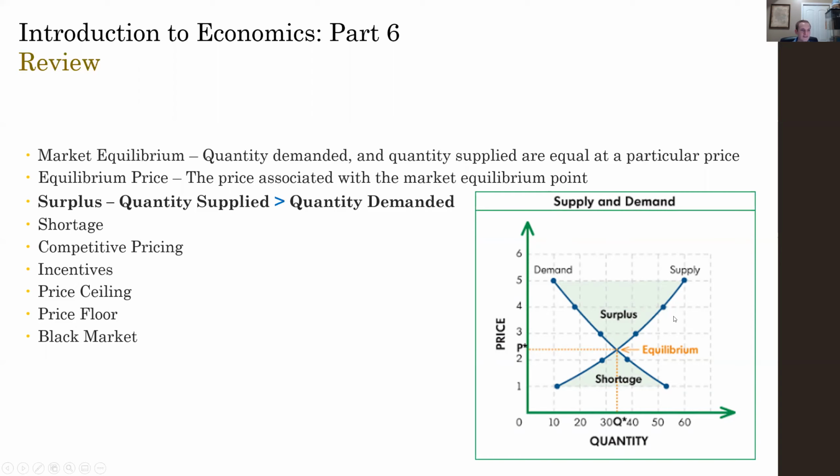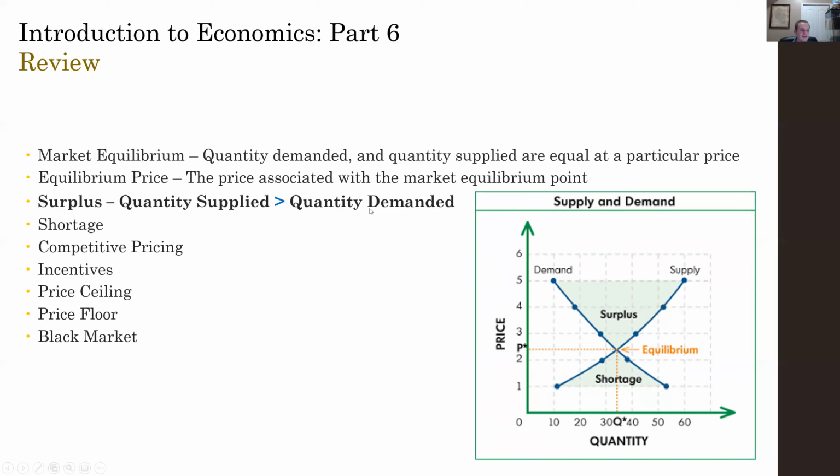So we see surplus, and that is the shaded region above the equilibrium price point, in between the supply and demand curves. Our equilibrium price is about 250. If we look at any price above that equilibrium price, we're going to experience a surplus.